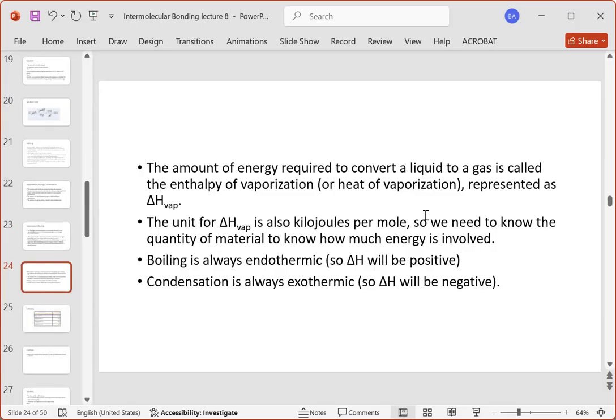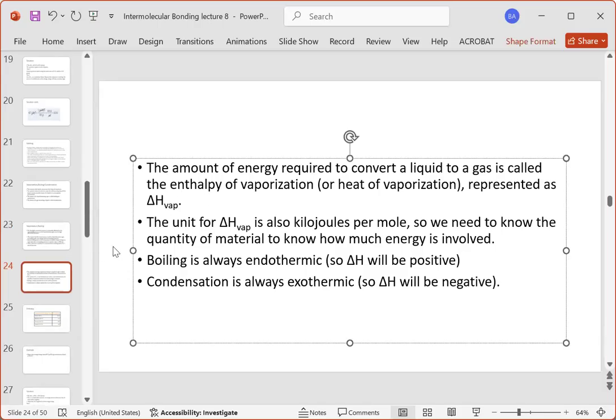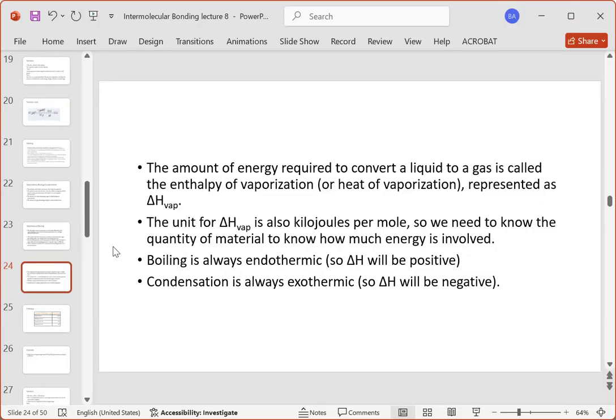So the amount of energy required to convert a liquid to a gas is called the enthalpy of vaporization, or heat of vaporization, delta H vap. The unit of delta H vap is kilojoules per mole. So we need to know the quantity of material to know how much energy is involved. It's delta H per mole. We need to have the amount, how much quantity I have, to know how much energy I need to convert it into a vapor.